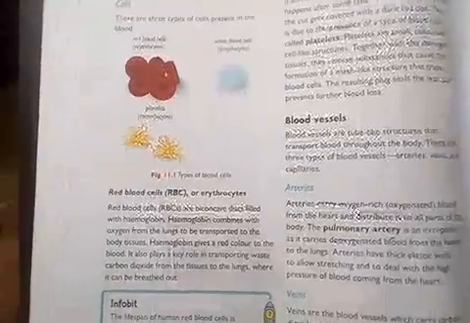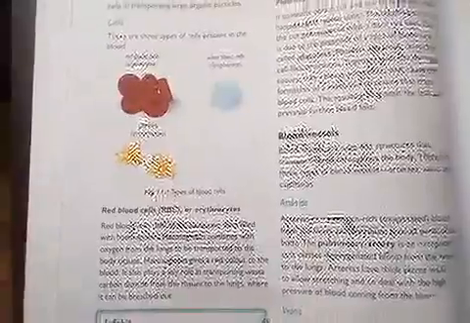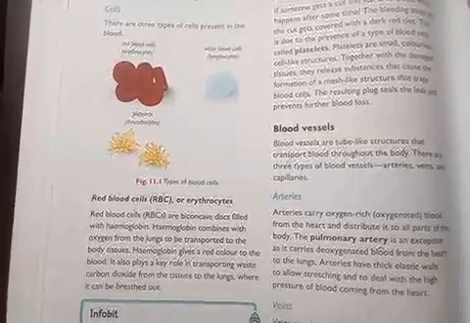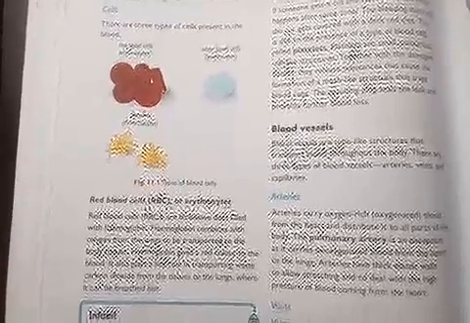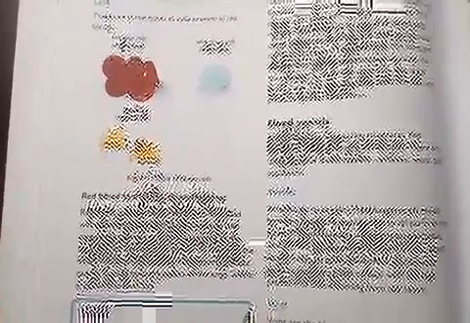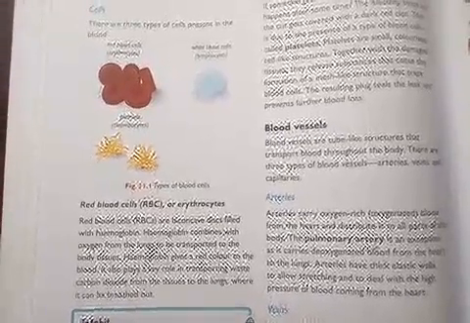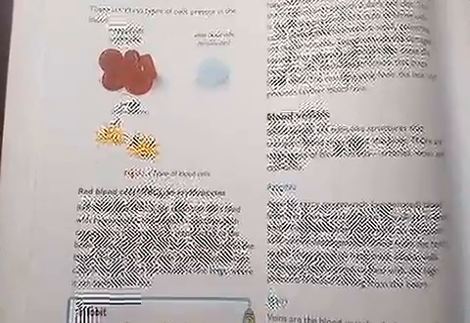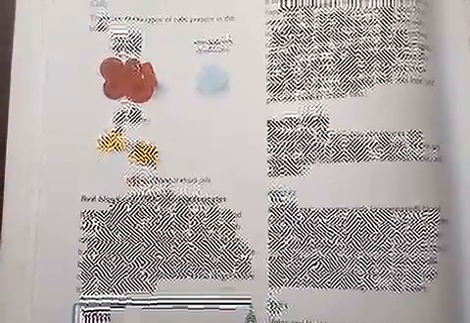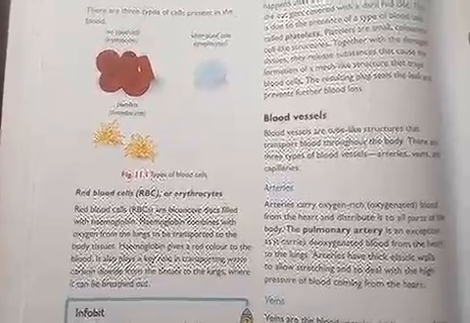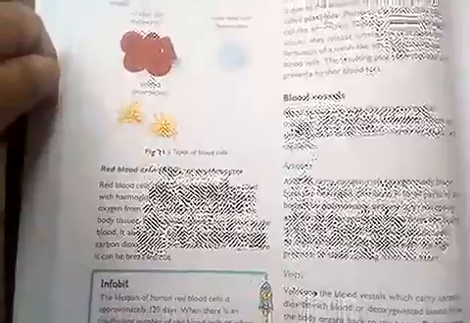So first one which we are going to see is red blood cell, also known as your RBC in short form, or your erythrocytes. The reason why it's called red blood cell is because it is red in color, and the red color is provided to this cell due to hemoglobin. So hemoglobin provides red color to the red blood cell. Now what it does, hemoglobin combines with oxygen from the lungs to transport to the body tissue. So this red blood cell is a carrier of oxygen.